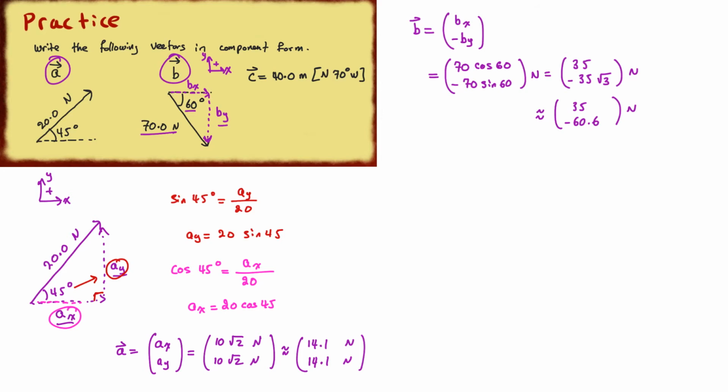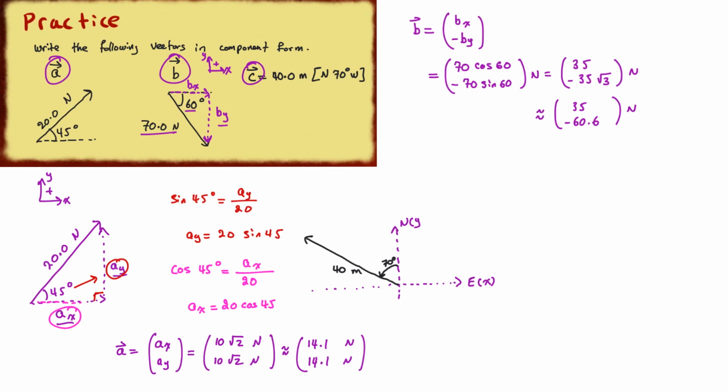Our final part of the question is to write vector c in component form, so I'm going to draw it out first. So I'm going to have a coordinate system. I'm going to label this one east as my positive x, and north is going to be here, that's my positive y, and this is going to be the west direction. I will draw my vector. My vector starts from the north direction, and it moves 70 degrees towards west, so that's in this direction. And the vector has a magnitude of 40 meters.